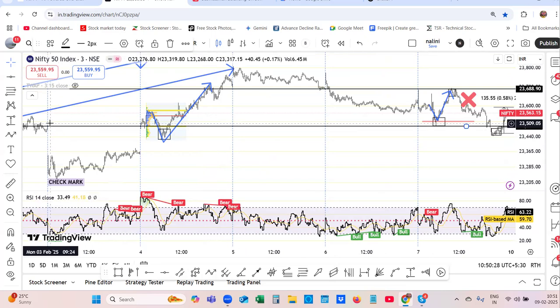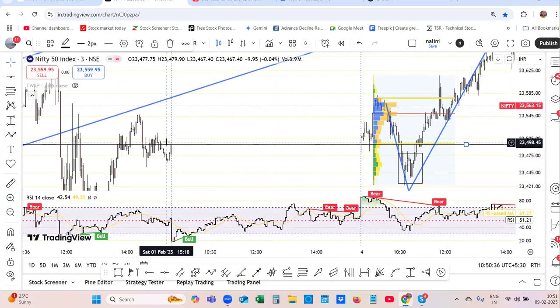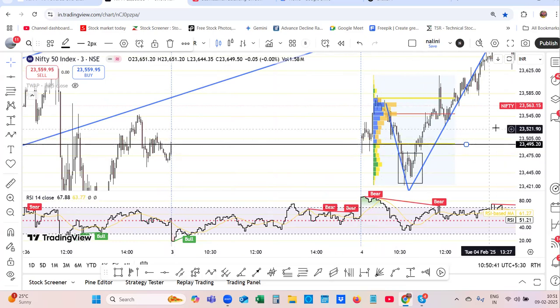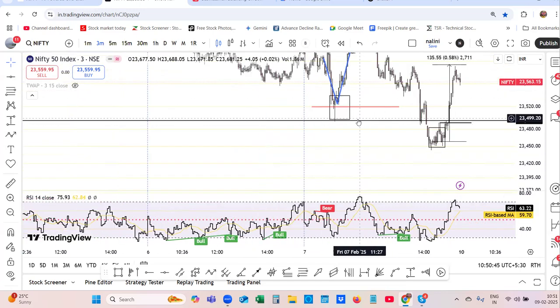There is a level over here. You can see a level here. That is the flip part. The market flipped here and the market took support here. So this is the level. You can cross-check these levels also.